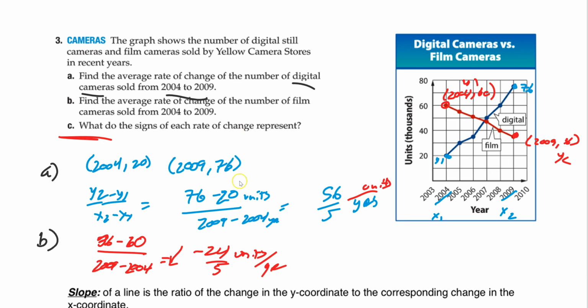What does a sign change represent? Positive sign means you're going up, right? You're increasing units. A negative sign change means you're going down. You're decreasing in units. So that's what the sign represents in each change.